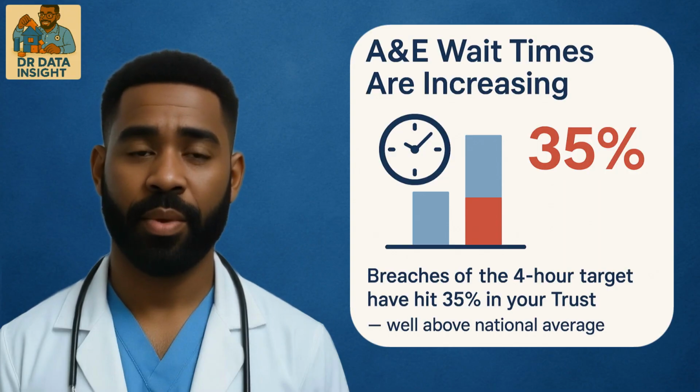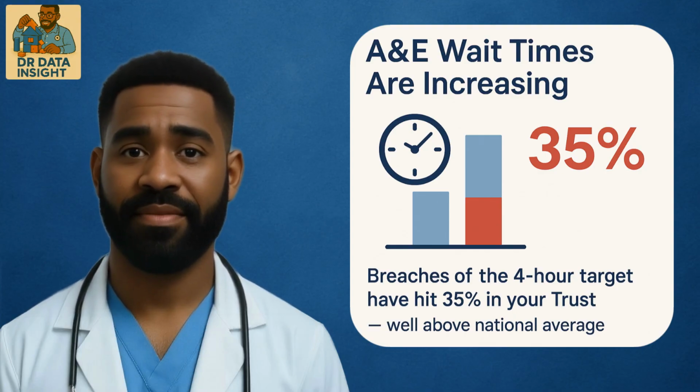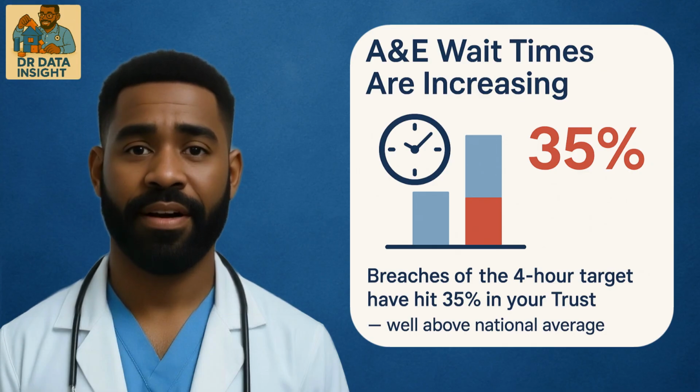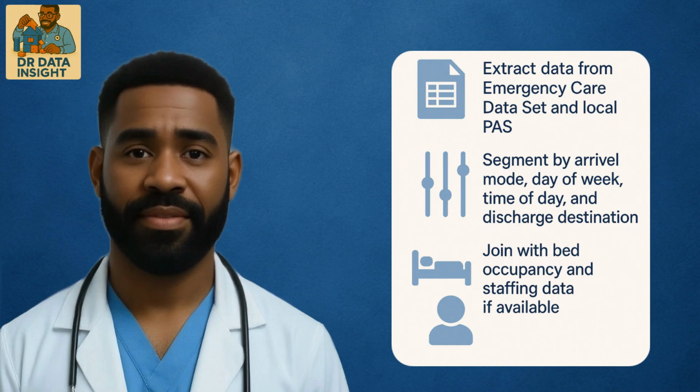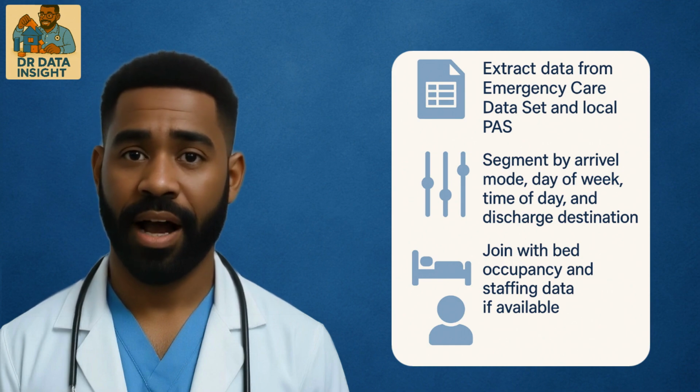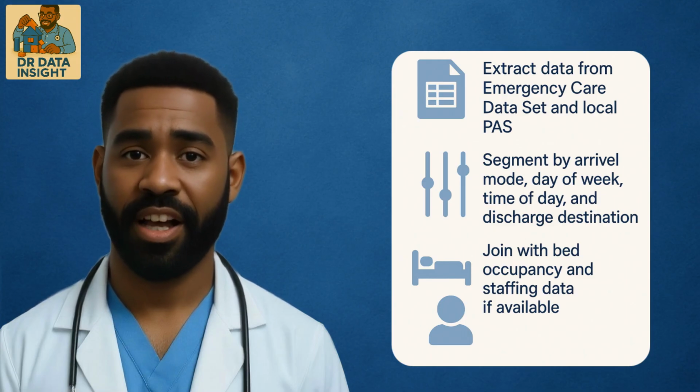Let's consider our first healthcare situation and apply analytics. A&E wait times are increasing. Breaches of the 4-hour target have hit 35% in your trust, well above the national average. One option would be, as an analyst, to extract data from the emergency care dataset and local PAS. You can then segment by arrival mode, day of week, time of day, and discharge destination. Combining this information with bed occupancy and staffing data, if available, can give you valuable insights.